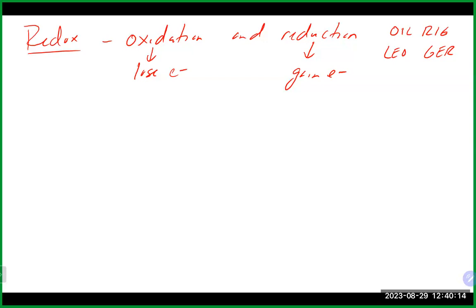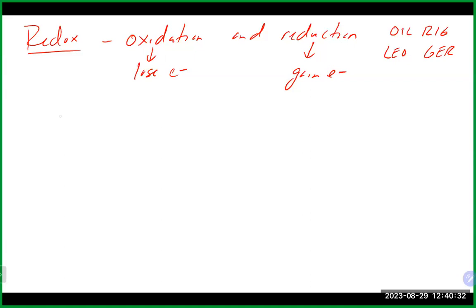Now, they always happen together, right? So somebody gets oxidized, somebody gets reduced, and that means there's also something that was referred to as the oxidizing agent or the reducing agent. The oxidizing agent is the substance that gets reduced, and the reducing agent is the substance that gets oxidized.